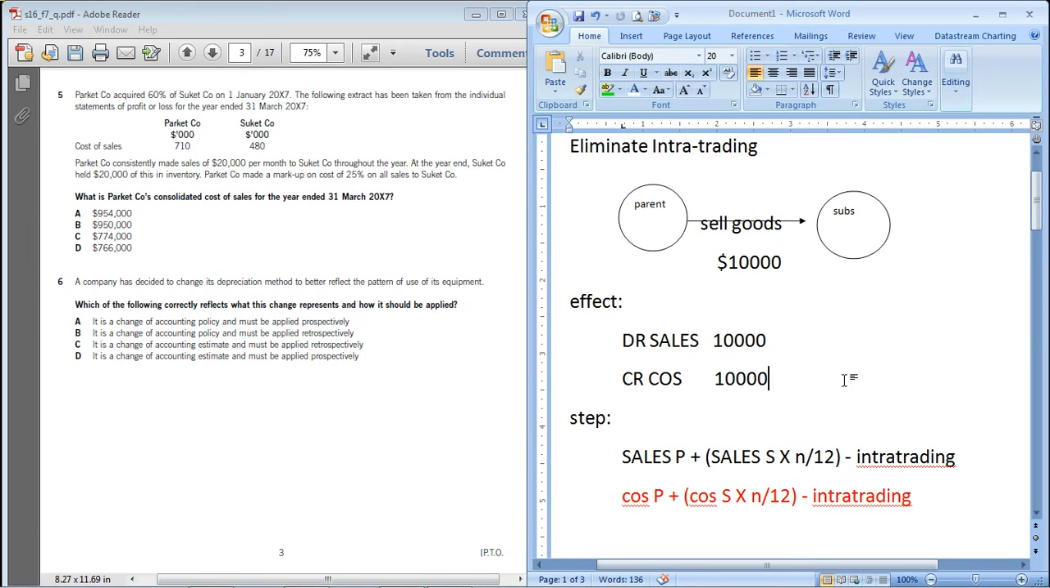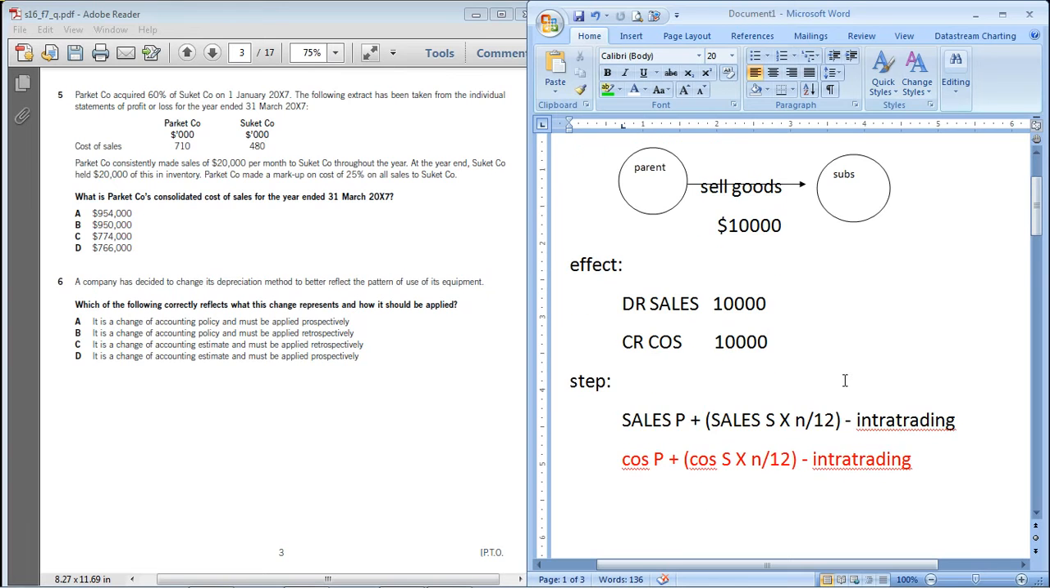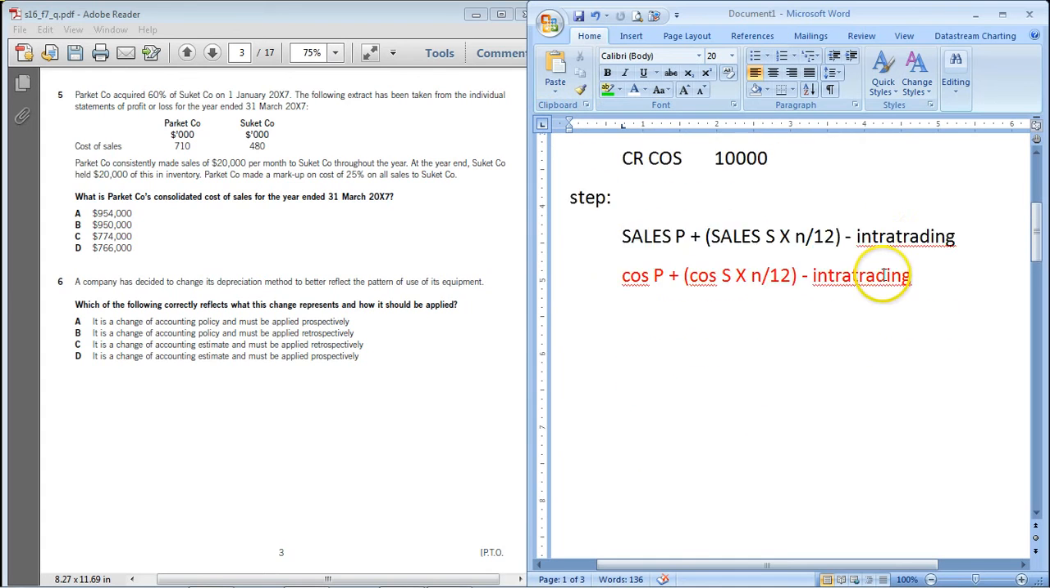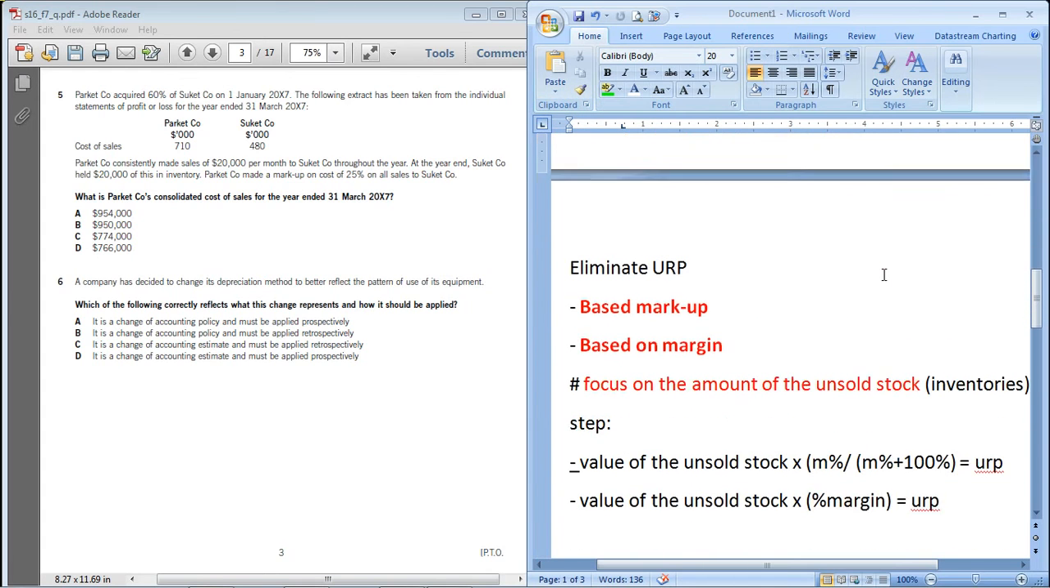It's important that if the question later requires you to prepare a statement of profit and loss, you don't forget to read the question details, and don't forget to minus the intra-trading. We have two effects here. Not only do you eliminate intra-trading, you also need to eliminate the URP.